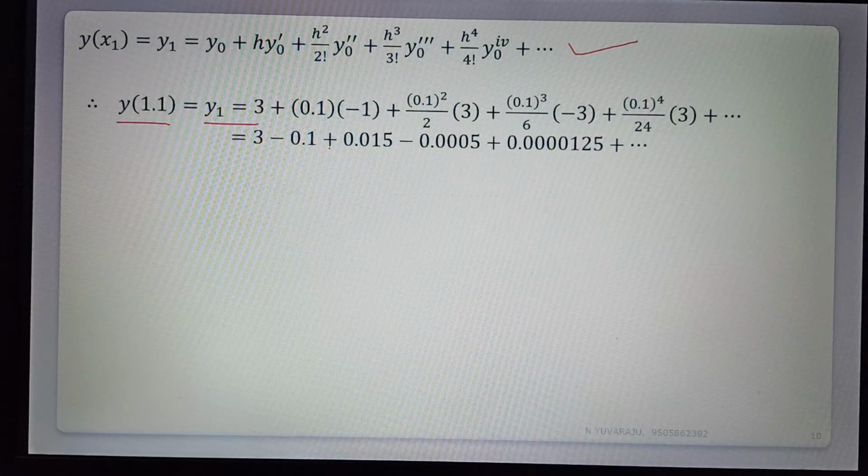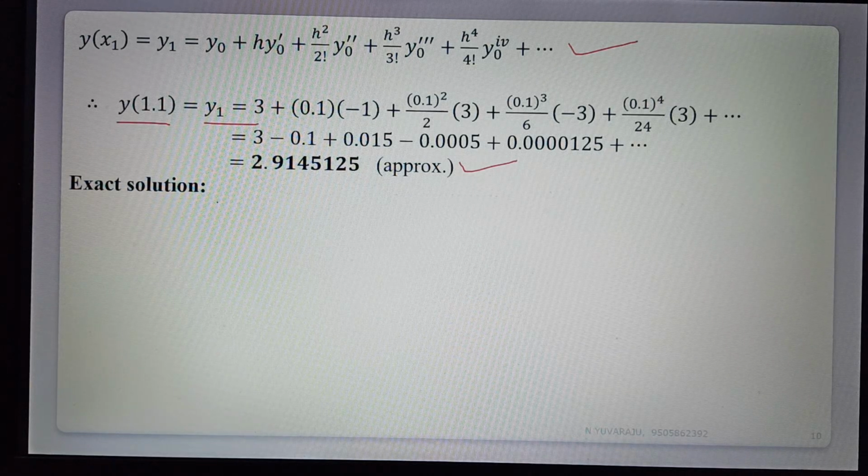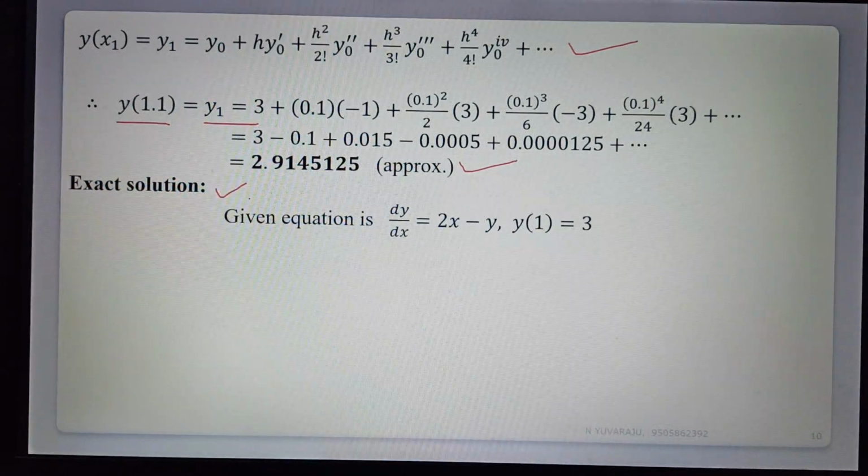After simplification, this is a numerical value: y of 1.1 is equal to 2.9145125. Now we find the exact value. Now finding the exact solution: the given equation is dy by dx is equal to 2x minus y, with the initial condition y of 1 is equal to 3.